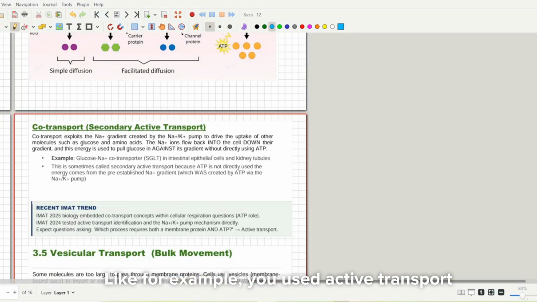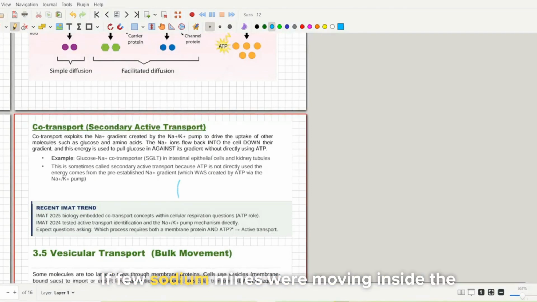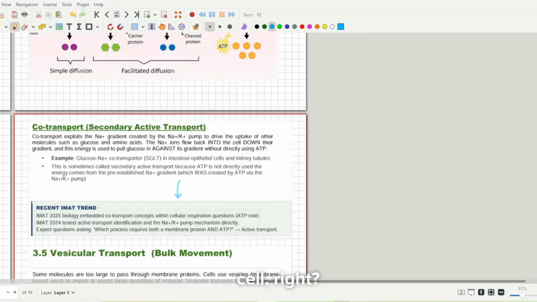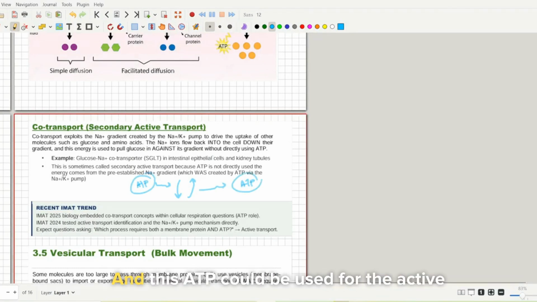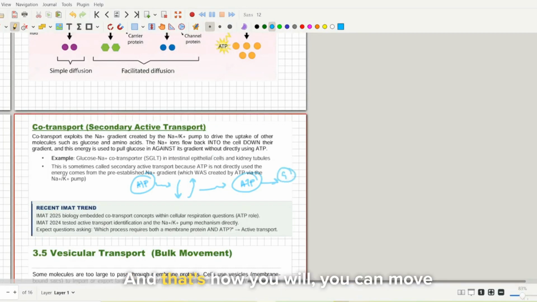For example, you used active transport for sodium and potassium, and from sodium and potassium you used reverse active transport on a few sodium ions. Let me give you an example. If a few sodium ions were moving inside the cell, and you just did a reverse of it, in this reaction ATP was used. If you can see, ATP was used, but if we reverse the reaction, then ATP would be released, right? And this ATP could be used for the active transport of a glucose molecule, and that's how you can move a glucose molecule into the cell without making another ATP molecule.